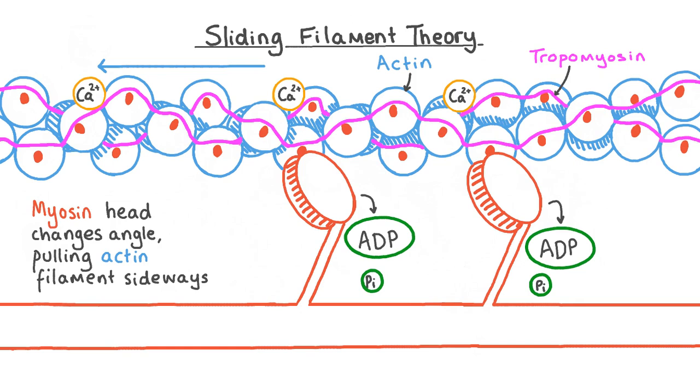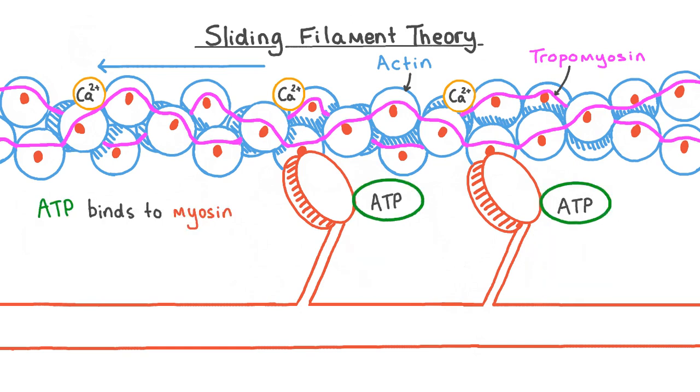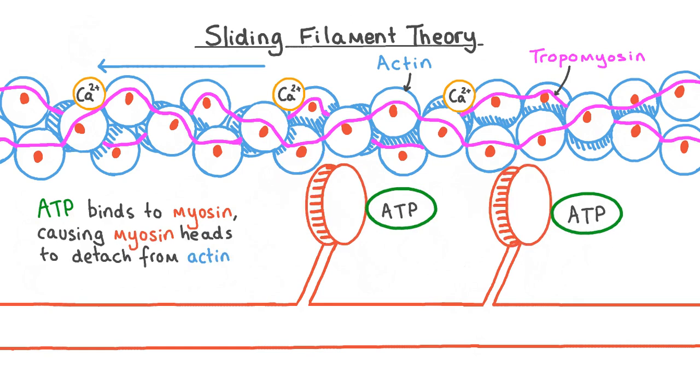ADP detaching from myosin allows ATP to bind to myosin instead. When ATP binds to the myosin head, this breaks the cross bridge between the actin and myosin filaments, which causes the myosin heads to detach. This is because the myosin head has lost its affinity for the actin filament, so the head returns to its original position. But now each myosin head is further along the actin filament than it was previously, as the actin filament has been pulled to the side.